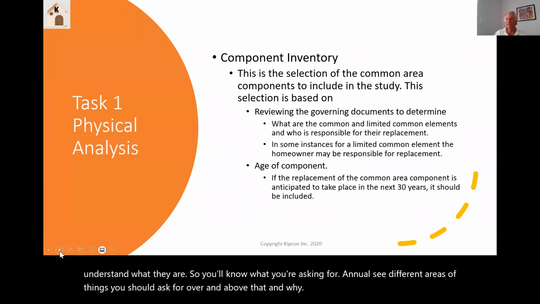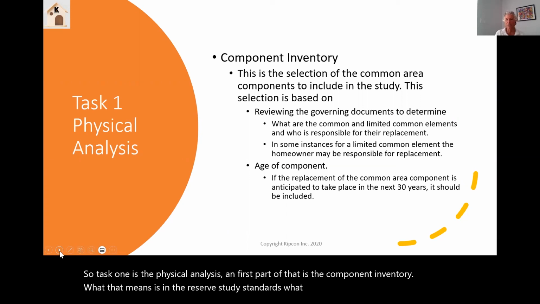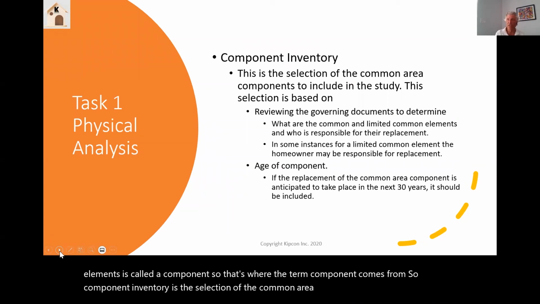So task 1 is the physical analysis, and the first part of that is the component inventory. What that means is, in the reserve study standards, each of the common elements is called a component. That's where the term component comes from. So component inventory is the selection of the common area components to include in a study. So how do you know which components to include?